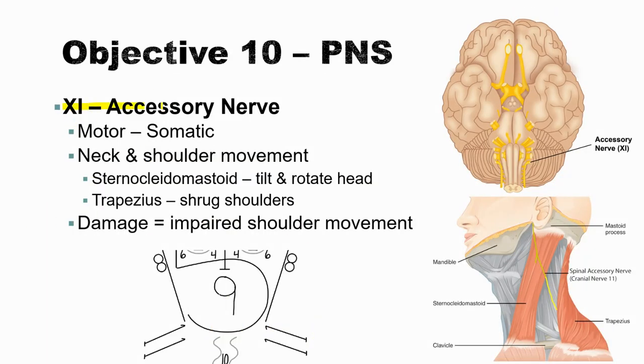Number 11 is your accessory nerve. And so this is going to be a motor nerve that's going to help move your neck and your shoulders. These two muscles, the sternocleidomastoid and the trapezius, are going to be innervated from the accessory nerve, and it's going to help you tilt and rotate your head. It's going to help you shrug your shoulders, and so this is going to be one of your cranial nerves that is purely motor.